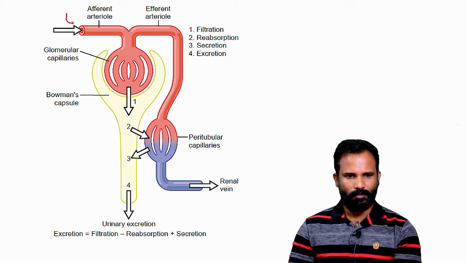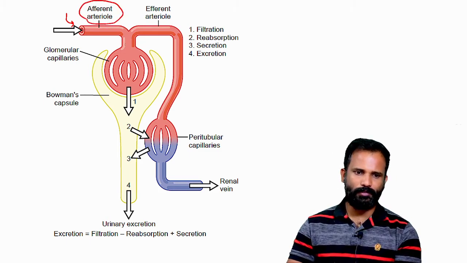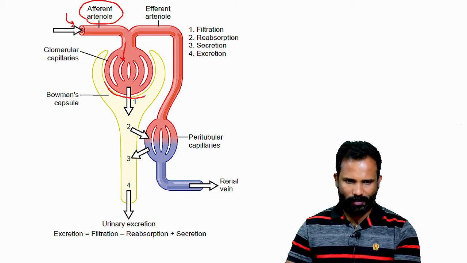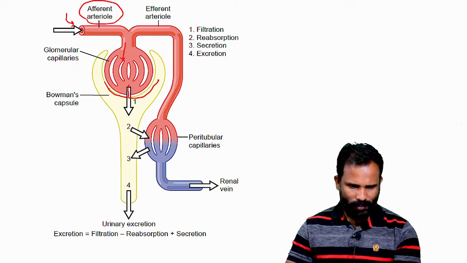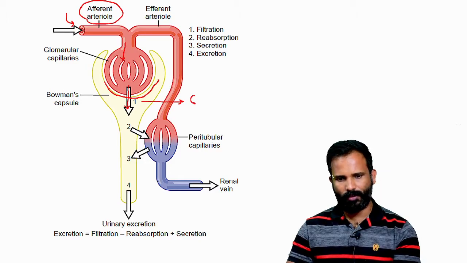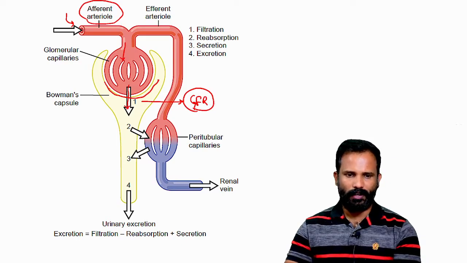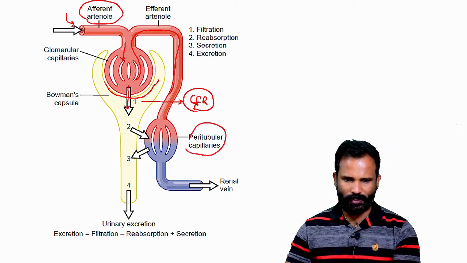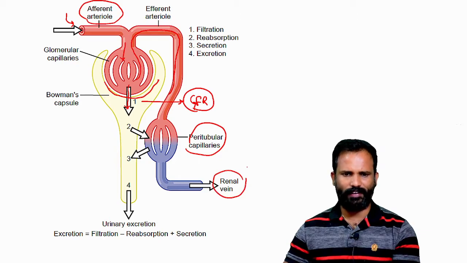So the glomerulus will get its blood supply through the afferent arteriole, and from there it leads to the glomerulus, which will be located in the Bowman's capsule. So the blood will be filtered from the glomerulus into the Bowman's capsule. This is called filtration or glomerular filtration, and whatever excess blood is there will be drained through the efferent arteriole into peritubular capillaries and then into the renal vein.